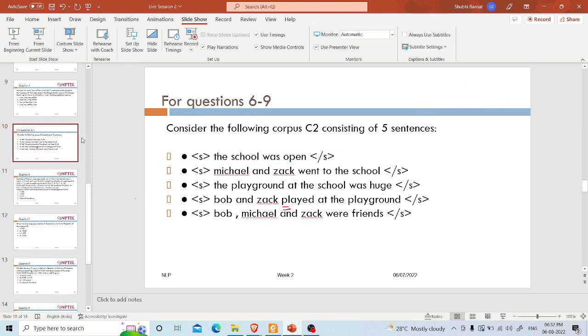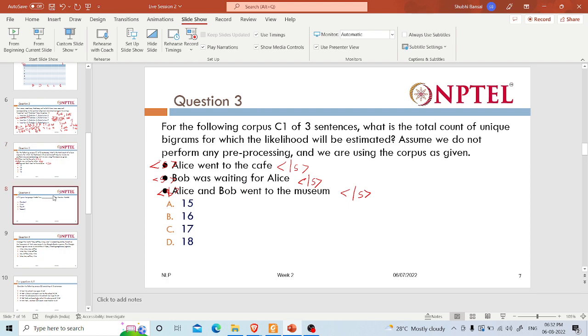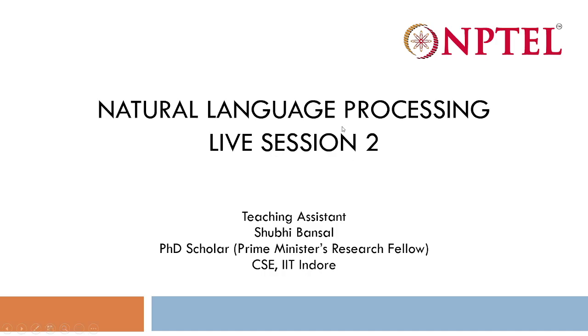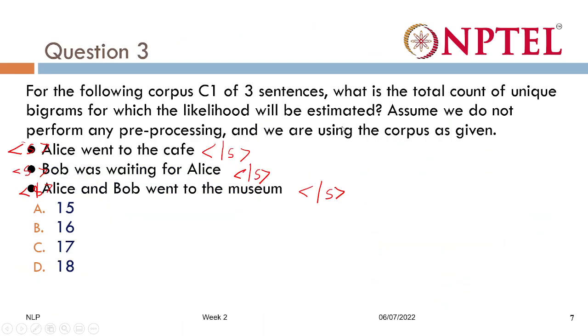So yeah, coming back to the question, please try this. Okay, so I will discuss it now. People are saying either option A, that is 15, or option D, that is 18. But now let us see if that answer is correct or not.